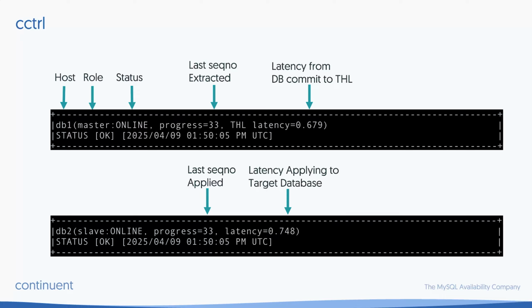So in terms of the primary, this is the latency from the last transaction being committed in the database to the replicator writing it into the THL on disk. You then have the status, OK, and then the time that the manager came online. For a replica, exactly the same, except the progress in the case of a replica is the sequence number that the replicator last applied. And then you have the latency, which is the latency of applying to that target database.